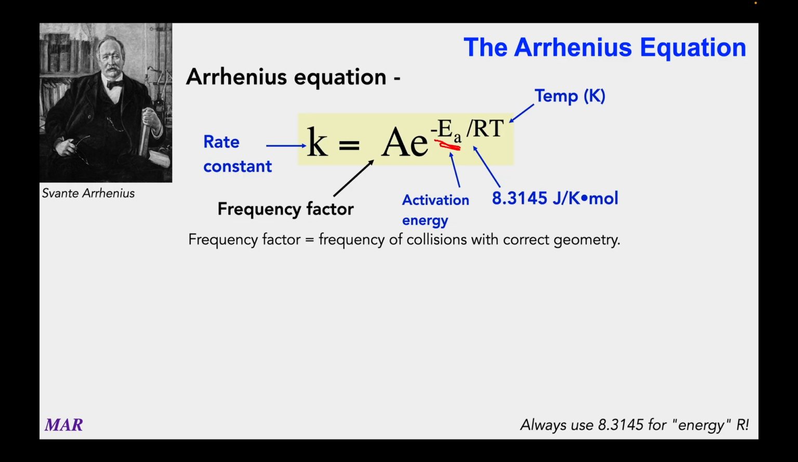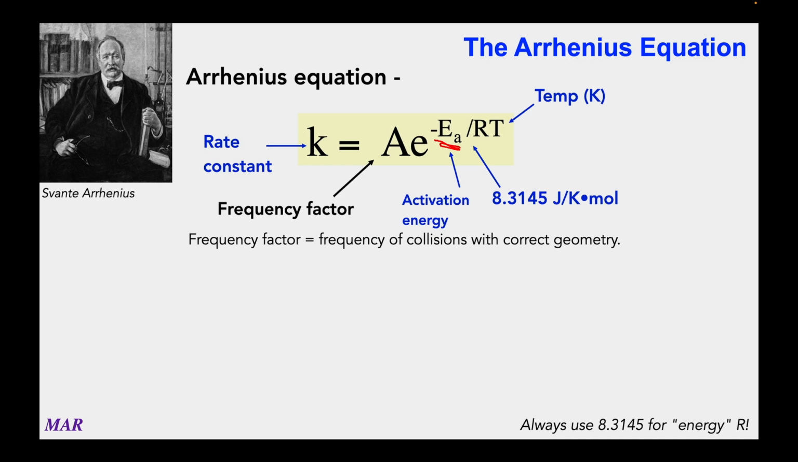Anyway, then there's Euler's number e. It's raised to the minus E sub A, where E sub A is the activation energy, divided by RT. Now, R here is the energy gas constant, 8.3145 joules per mole Kelvin, and T, of course, is the Kelvin temperature. So it's kind of a cool thing. When you're using the energy R, make sure that you always use 8.3145. All right, don't use any other value for R. You'll find other ones out there, but you use 8.3145 for me in this class.